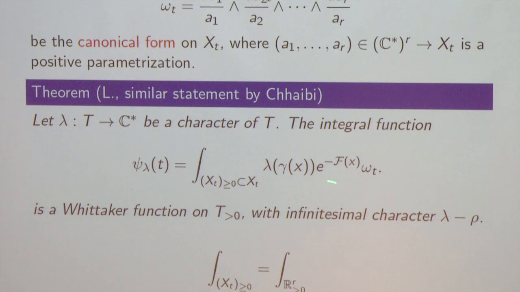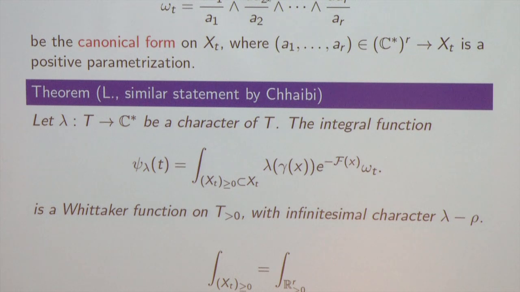And here is a function. Recall that gamma is a rational function from the geometric crystal to the torus. Lambda is a character, so it's a function from the torus back into numbers. So lambda composed with gamma is a function from the geometric crystal to numbers. And then you have this potential, e to the minus the decoration. And then there's also this differential form.